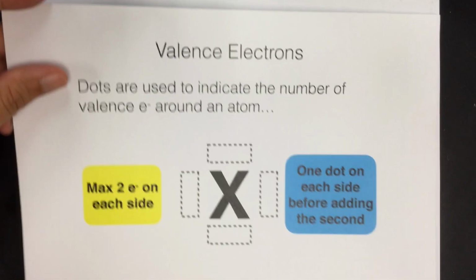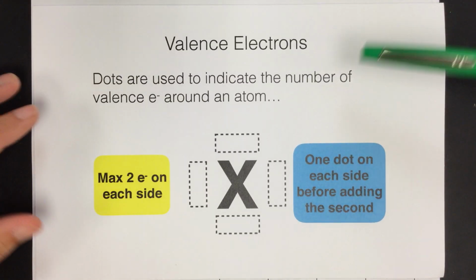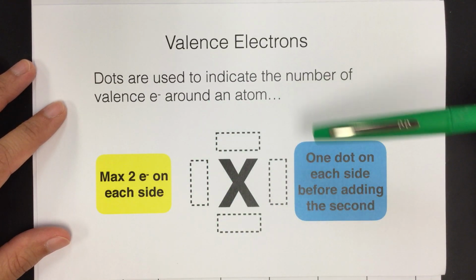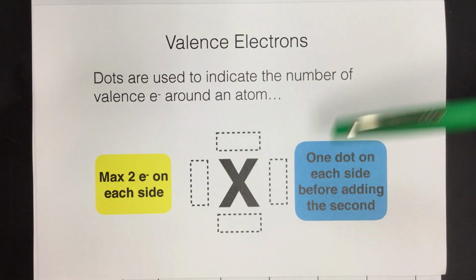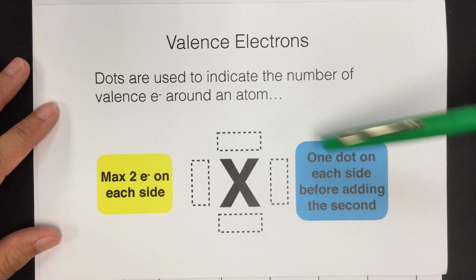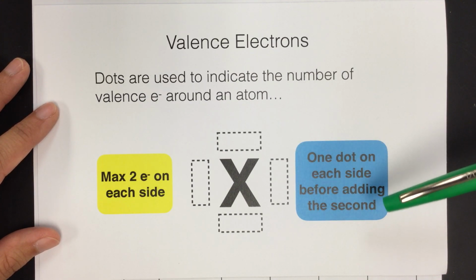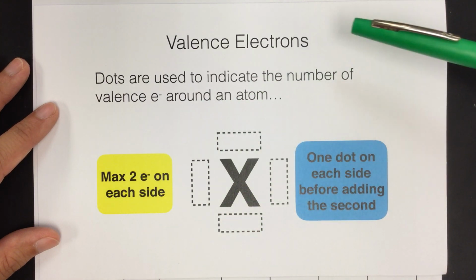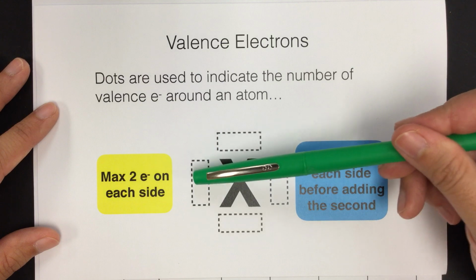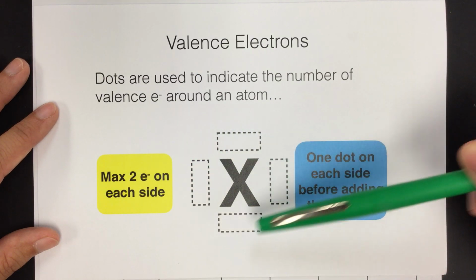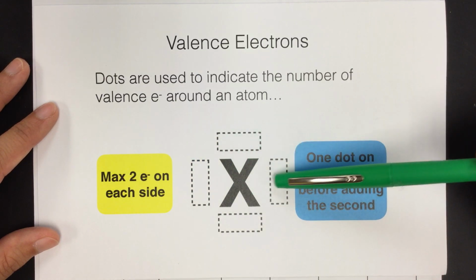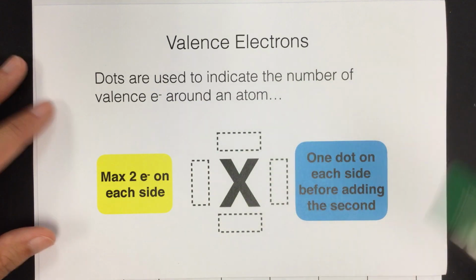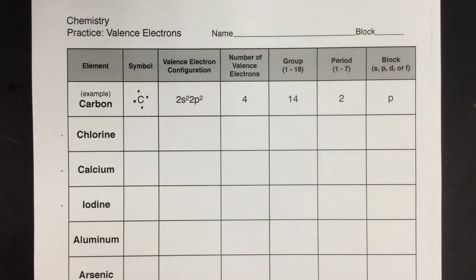We can also show valence electrons as dots around a chemical symbol when we're indicating the number of valence electrons that they have. And so we'll do examples of this as well. Just keep in mind that we want to put 1 dot on each side before we double up, and we can only have a maximum of 2 electrons on each side. So you can think about having these imaginary spaces around the symbol. And we'll practice doing that here.